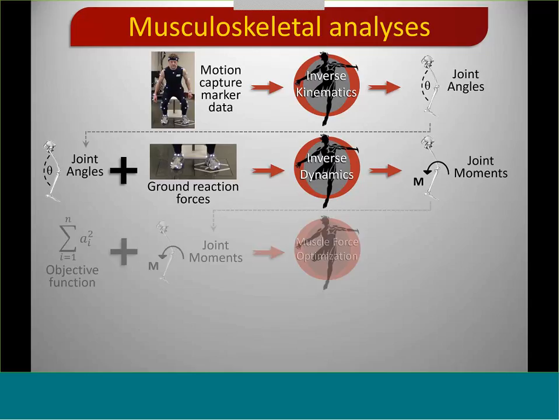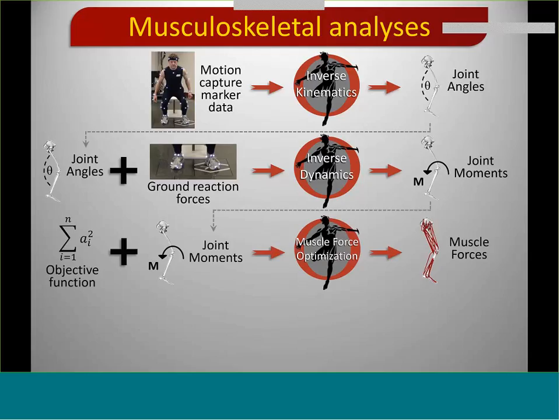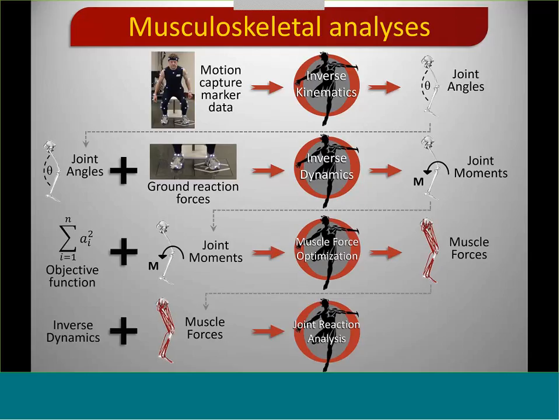Then a muscle force optimization, specifically a static optimization, was performed to find a unique combination of muscle forces that minimizes the sum of the muscle activations squared at each simulation time frame. You can see the objective function of the optimization on the left, and muscle forces are the output of this analysis. And finally, these muscle forces were used as an input to joint reaction analysis to estimate the contact loads at the implanted knee.